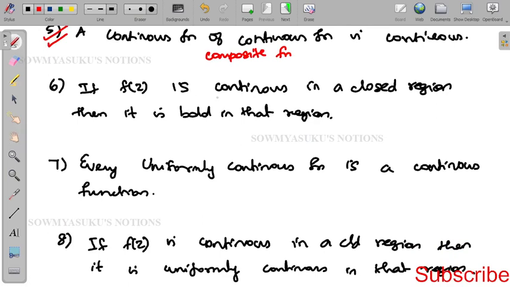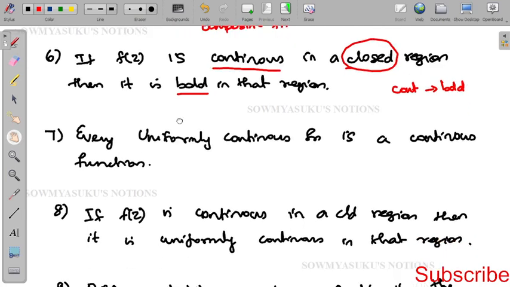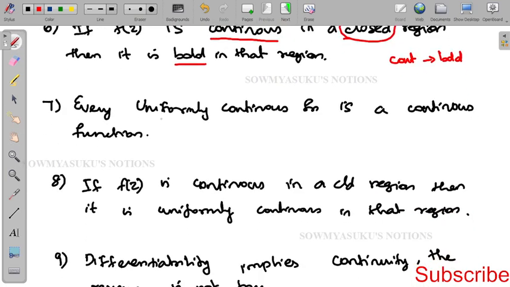The sixth one, if the function is continuous, then it is bounded in that region. So continuous implies bounded in the closed region. Then here you can see the seventh one, every uniformly continuous function is a continuous function.